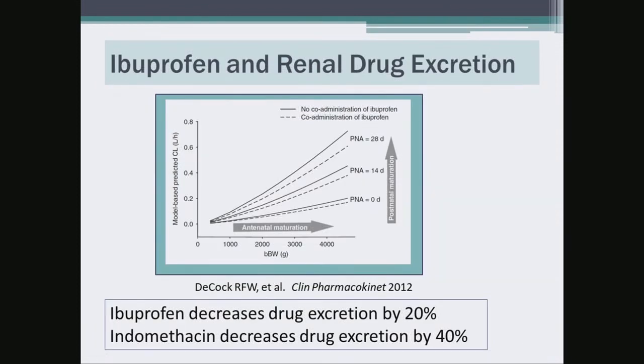There are also effects of drugs on renal drug excretion. So, for example, babies receiving ibuprofen will have altered renal drug excretion. Ibuprofen will decrease drug excretion by 20%. And when we used to use indomethacin, it had a much larger effect, even up to 40% on renal drug excretion.